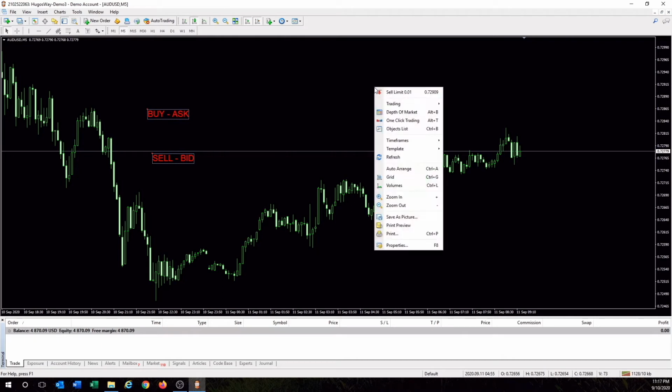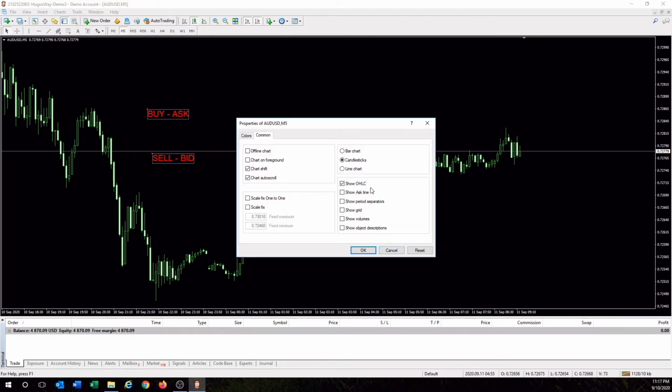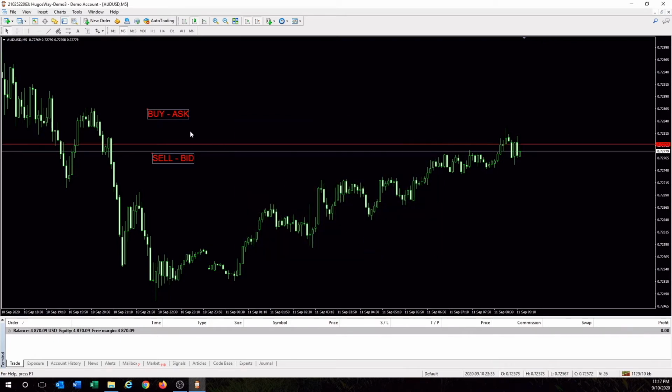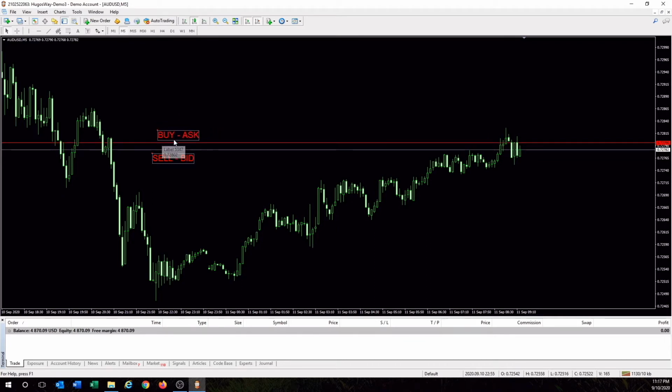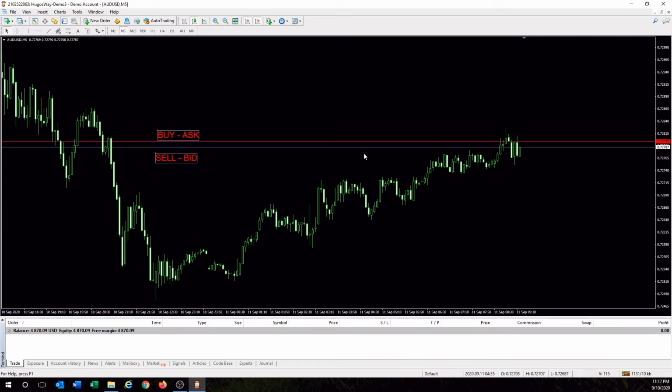So I want you to right click on your chart and go to properties. And then I want you to click on show ask line. So here, this red line that now appeared, this is the asking price. And when we're buying, we're looking at the ask price. And when we're selling, we're looking at the bid price, which is gray.